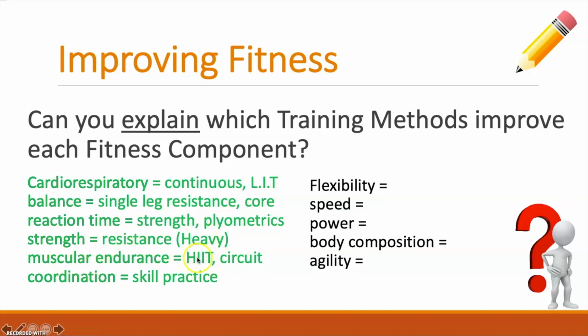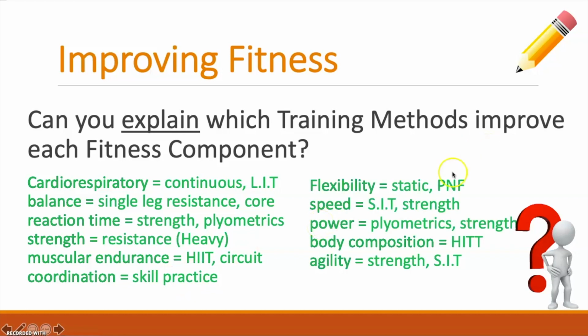For muscular endurance, we can use high intensity interval training or circuit training. To improve our coordination, that is just practice and practice and practice. For flexibility, we can do static or PNF, these are the two most effective. For speed, we can do short interval training or strength training. For power, we can do plyometrics or strength training.